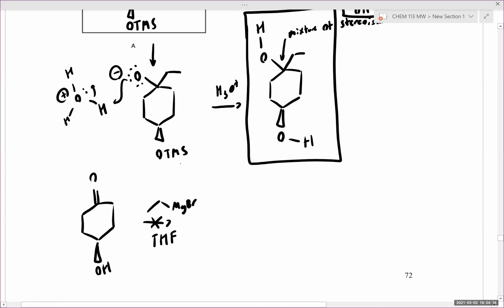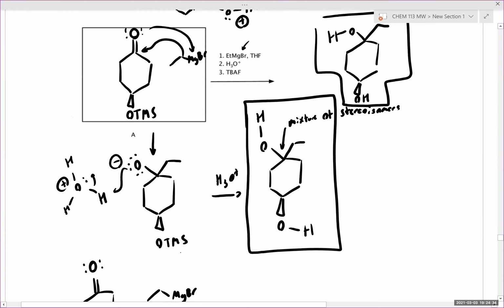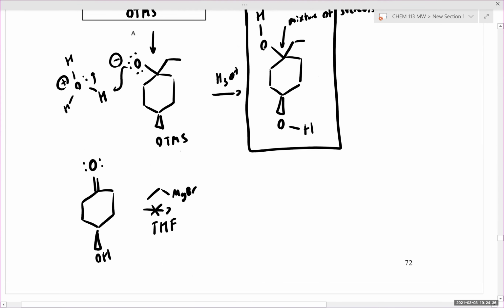Exactly right. So the reason why we use a protecting group is to ensure we get the desired chemoselectivity and we avoid undesired side reactions. The Grignard reaction would not work unless our alcohol is protected. Does that idea make sense to everyone? Does this concept make sense?